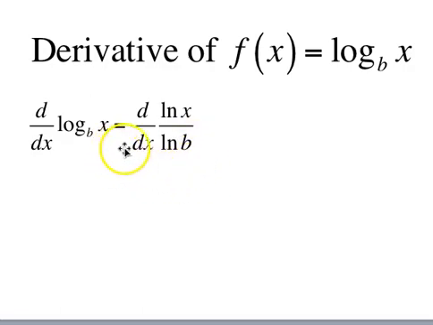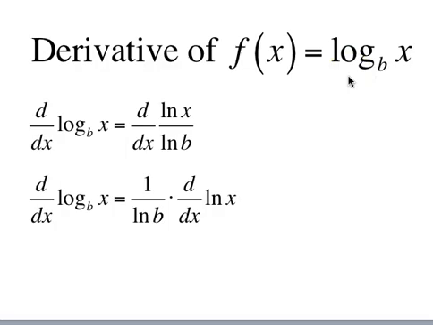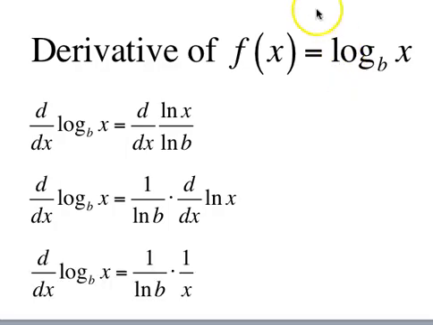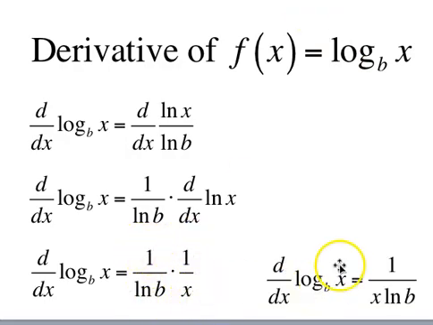I can think of this as 1 over natural log b times the derivative of log x. And the derivative of natural log x is 1 over x. And then I could rewrite 1 over log b times 1 over x as 1 over x log b. This is relatively easy to prove, so I kind of like to do that. But that's our process of finding the derivative of log base b of x.